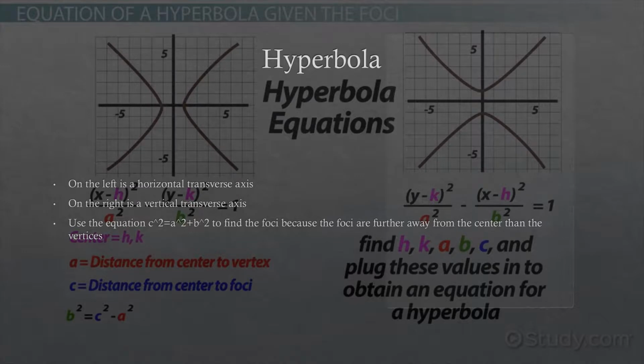Okay, so I'm going to talk about hyperbolas here. On the left is a horizontal transverse axis. On the right is a vertical transverse axis. You use the equation c squared equals a squared plus b squared to find the foci, because the foci are further away from the center than the vertices.